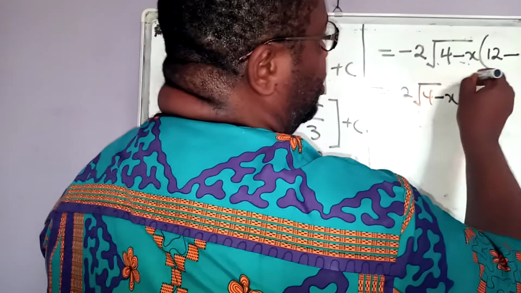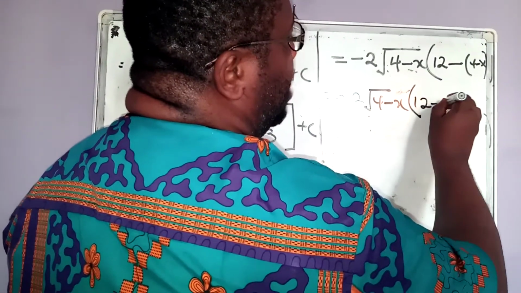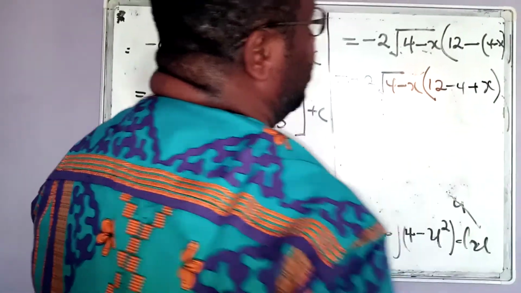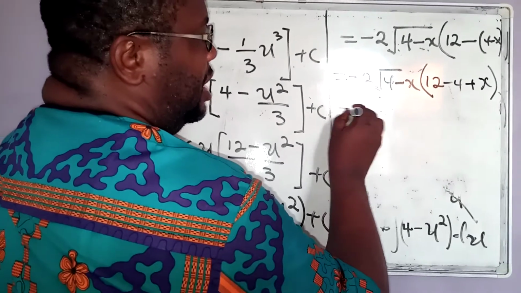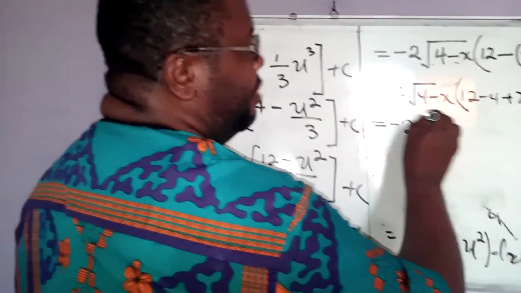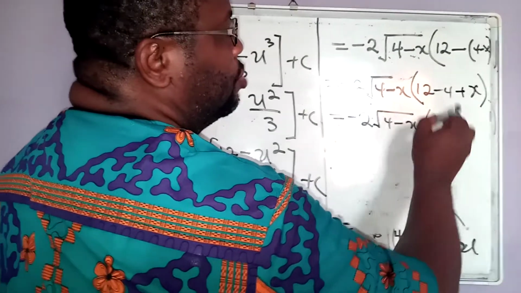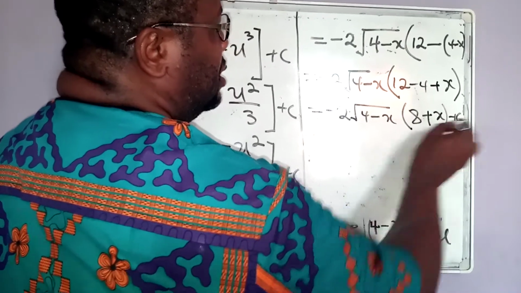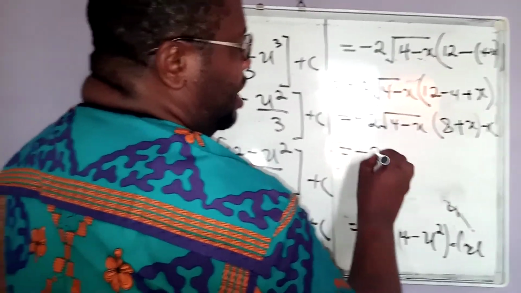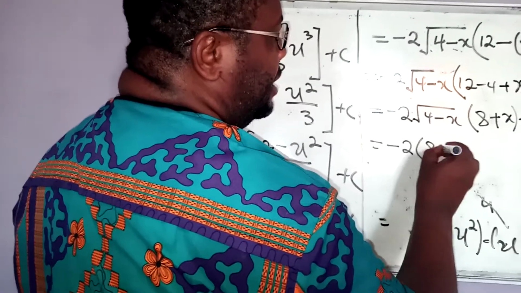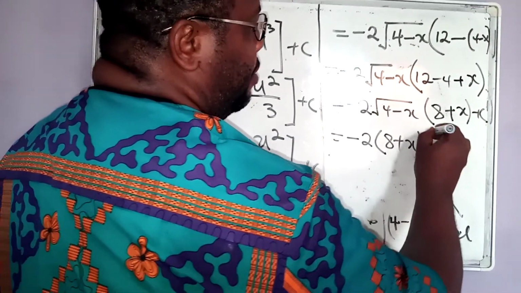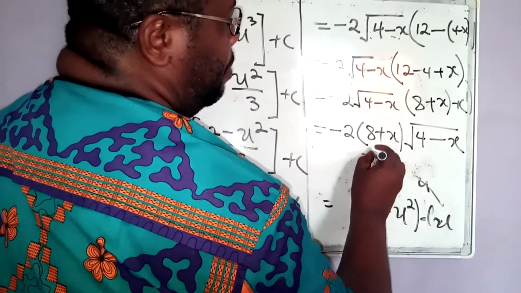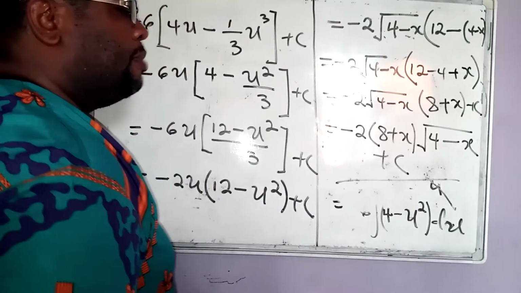This becomes equal to minus 2 square root of 4 minus x into 12 minus 4 minus x, which will simply give me plus x. Beautiful. Plus a constant of integration, and that simply gives me minus 2 square root of 4 minus x into 12 minus 4, which is 8. So at the end of the day, I have 8 plus x plus a constant of integration, and that simply gives me minus 2 into 8 plus x times the square root of 4 minus x, then plus a constant of integration as my final answer.